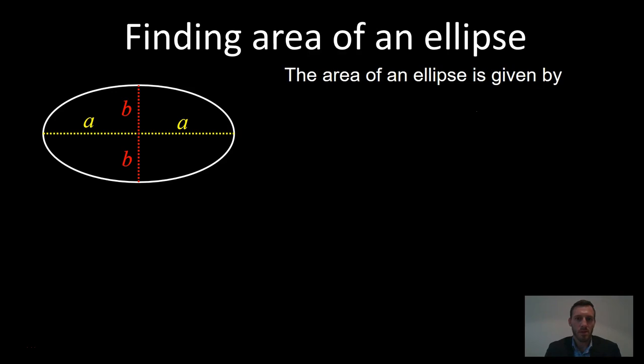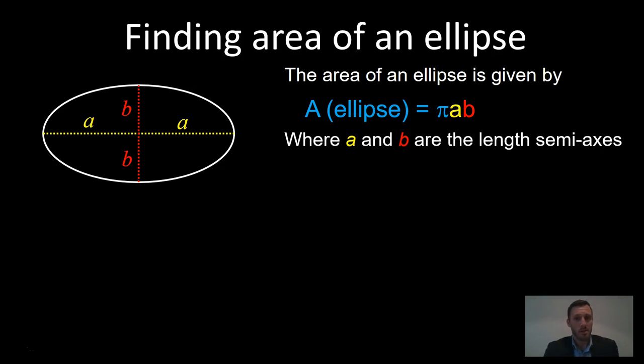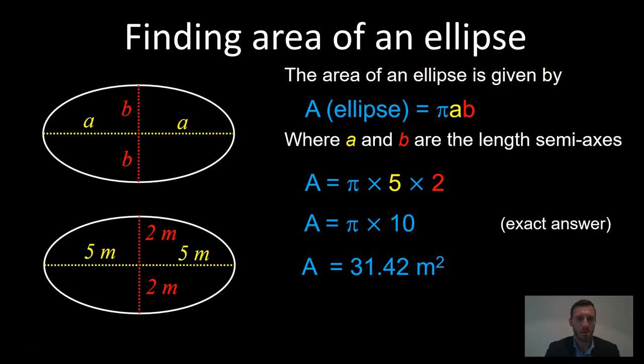Let's look at the area of an ellipse, which is given by pi AB, similar to the area of a circle, except we don't have a radius here. We've got A and B, which in this case are referred to as the semi-axes. We've got the example. We've got the formula. We substitute in our values. We've got A and B, which are 5 and 2 respectively, and we evaluate. That's the exact answer. And then we get the final answer rounded to 2 decimal places, 31.42 meters squared.